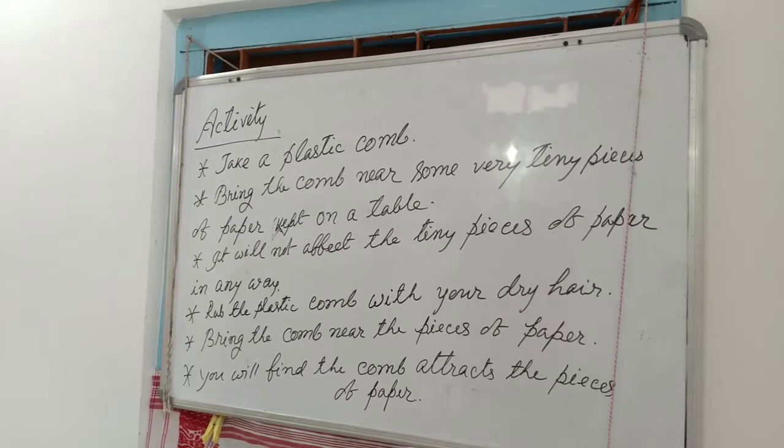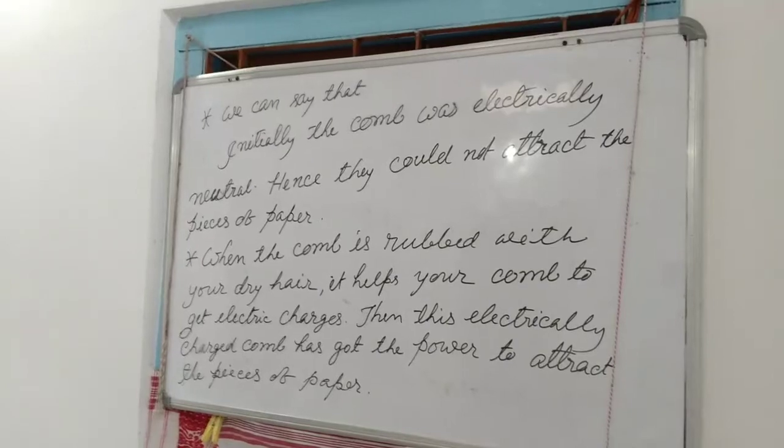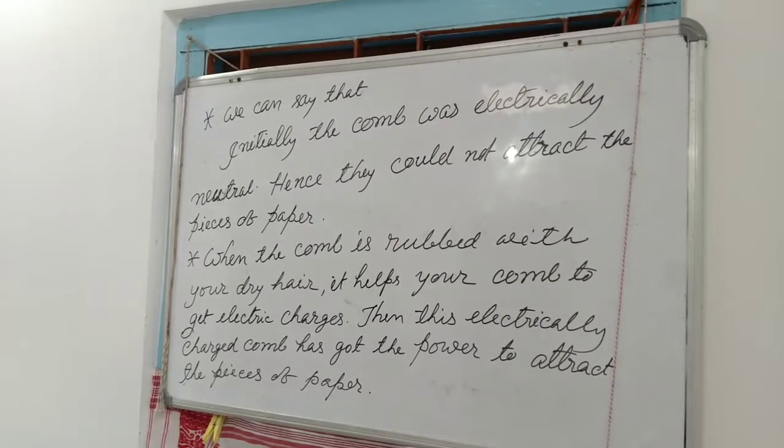What helps the comb in attracting the pieces of paper? We can say that initially the comb was electrically neutral. It has no charges. Hence, it could not attract the pieces of paper. When the comb is rubbed with your dry hair, it gets electric charges. Then, this electrically charged comb has got the power to attract the pieces of paper kept on the table.